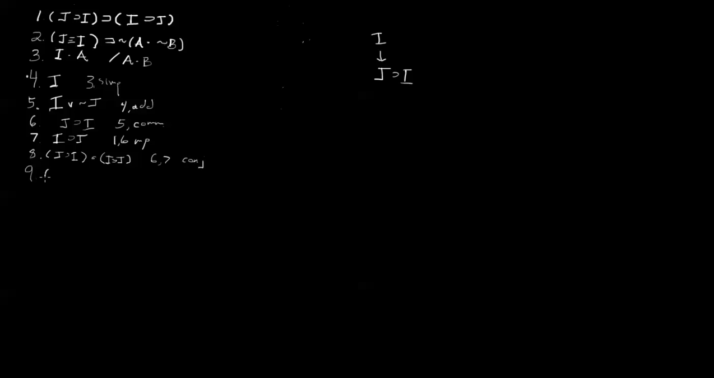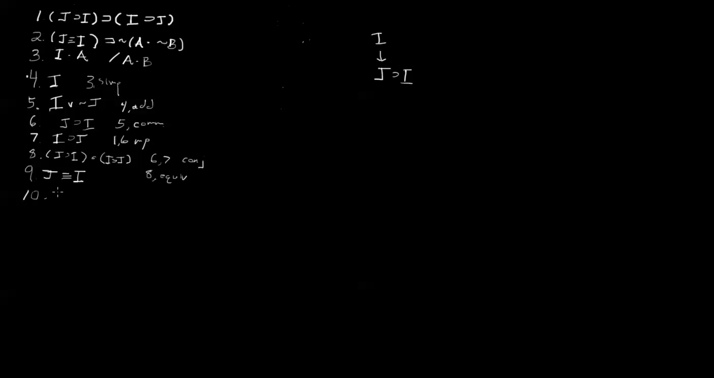As I'm talking about my handwriting, I just notice it gets worse and worse. So now we have those two conditionals. Using equivalence, we have j is equivalent to I. That's from 8 equivalence. All right. Now on 10.